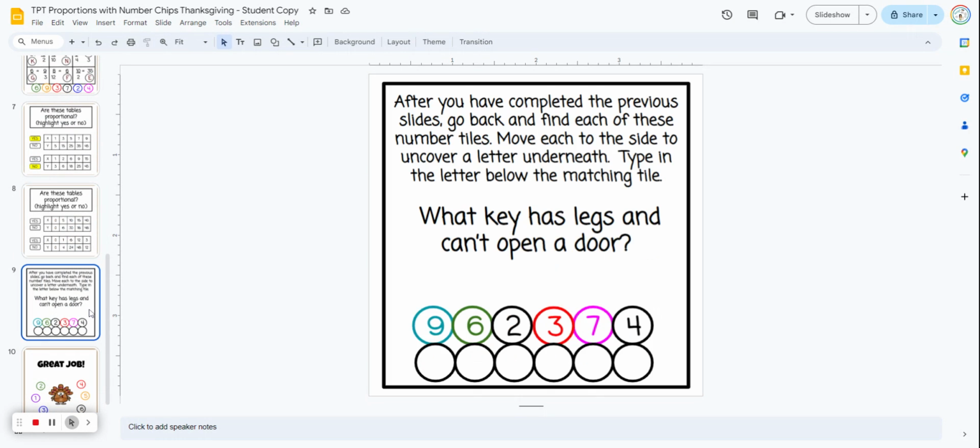Now when they get down to the very last slide, they have all of these number chips with different colors. So they have to go back through the previous slide. When they find, for example, this 9 blue, they're going to move it to the side and there will be a letter underneath. If they have placed all of these numbers correctly, they will solve the riddle, what key has legs and can't open a door?